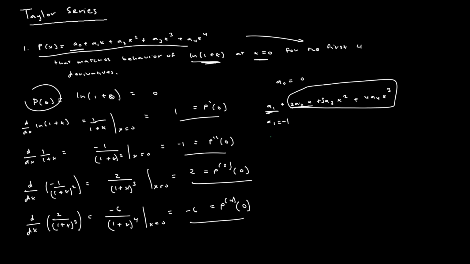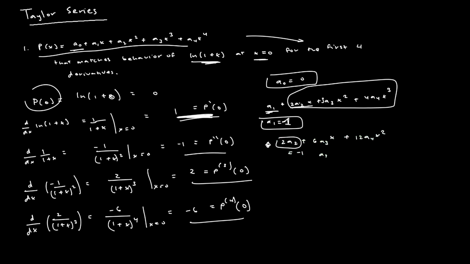Similarly, p double prime of 0, so okay, let's box out our results. So a0 is equal to 0, a1 is equal to 1, sorry, because we're equating to this. Now, p double prime is equal to 2a2 plus 6a3x plus 12a4x squared. And therefore 2a2 is equal to negative 1, and therefore a2 is equal to negative 1/2.